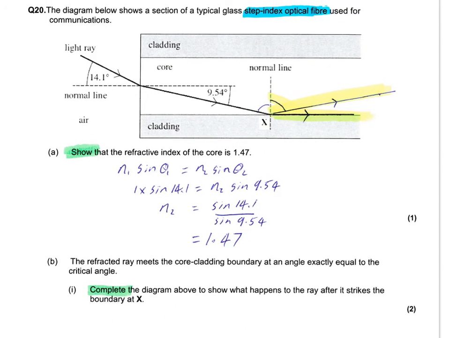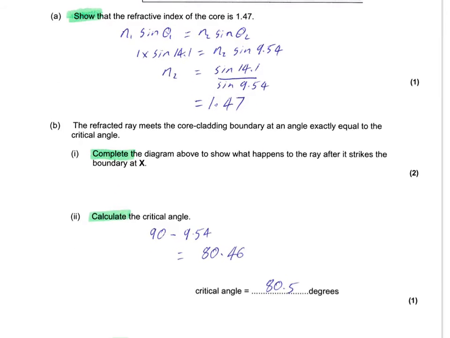Calculate the critical angle. Point here is loads of people will jump straight into trying to use sine theta c as N2 over N1, but we've been told that this ray is at the critical angle. So if that's 9.54, I've got a little right angle triangle there, or you can think of that Z angle. Therefore that is simply 90 minus the 9.54. That's the calculation I've got to do. 90 minus the 9.54, 84.46, 80.5 to 3 significant figures.